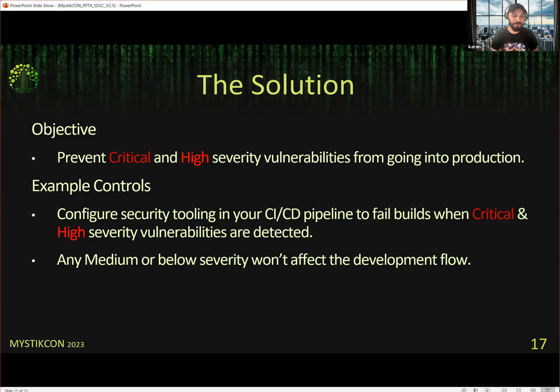And similarly, because we want our development teams to still deploy at a faster pace, any vulnerability that is below critical and high, such as medium and low severity vulnerabilities, wouldn't fail their pipeline or block them from releasing that product. Now, this is just an example. You can obviously change that severity depending on the type of asset that you're dealing with, because that whole risk profile will be fully dependent on the type of organization that you're dealing with.